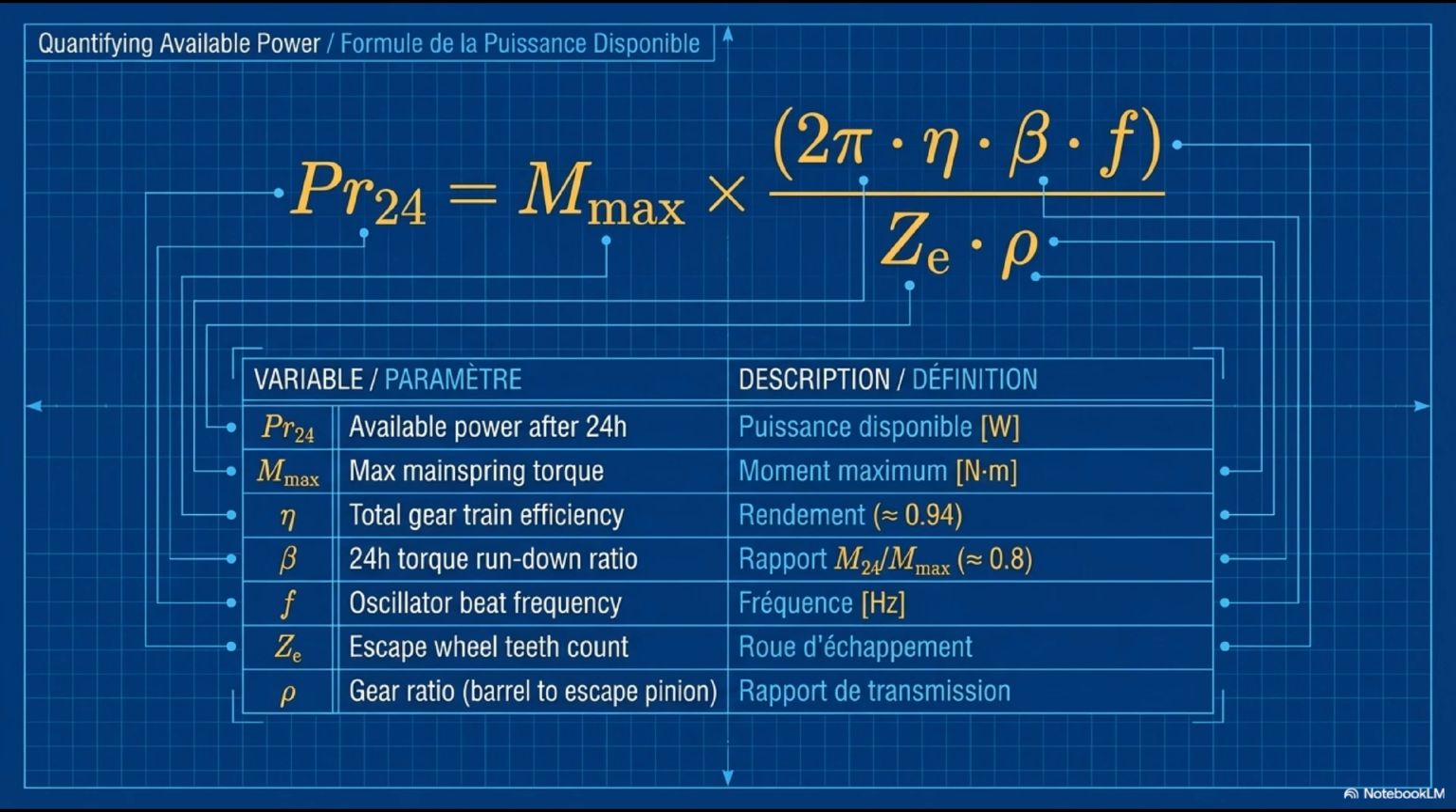Rho, total gear ratio from barrel to escape pinion, the product of all gear ratios in the wheel set, typically several thousand to 1. The result, PR24, is in watts, typically in the range of 1 to 3 microwatts. For a standard wristwatch, this formula is the quantitative link between the mainspring specification and the escapement function. The movement designer uses it to verify sufficient power throughout the 24-hour operating window.